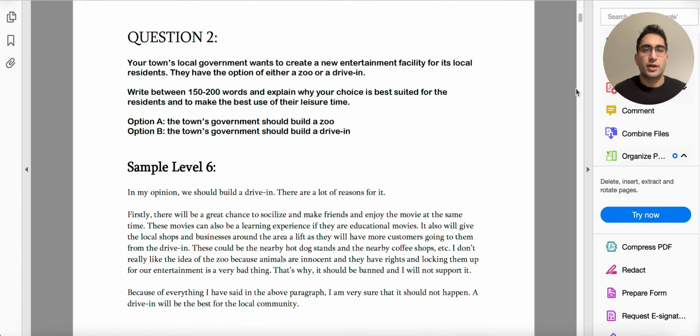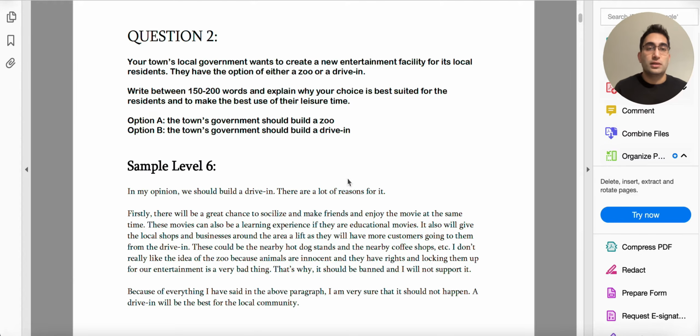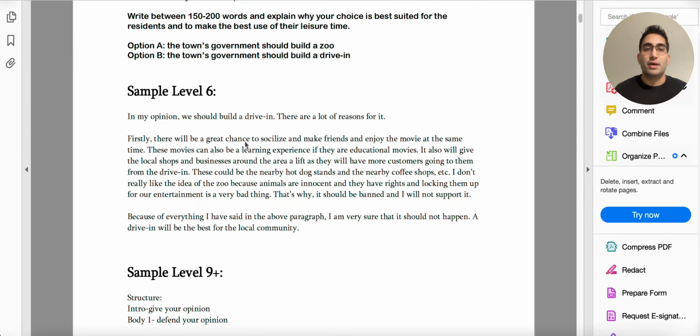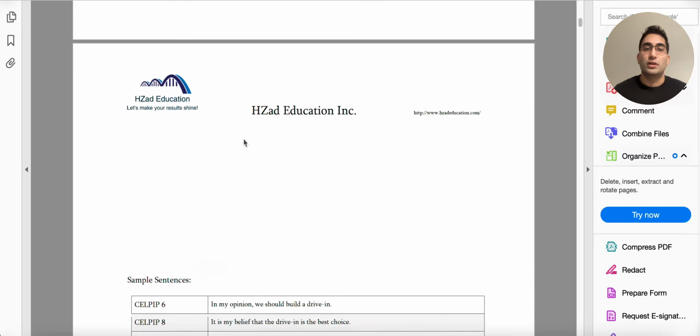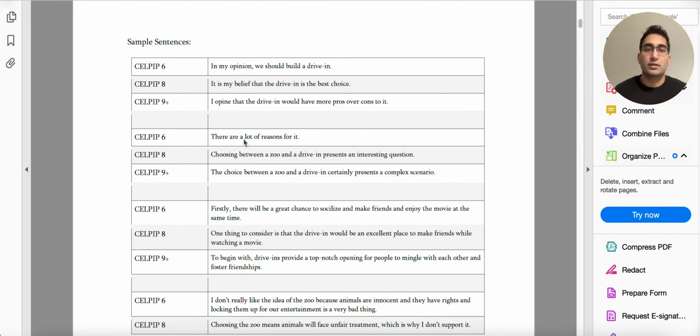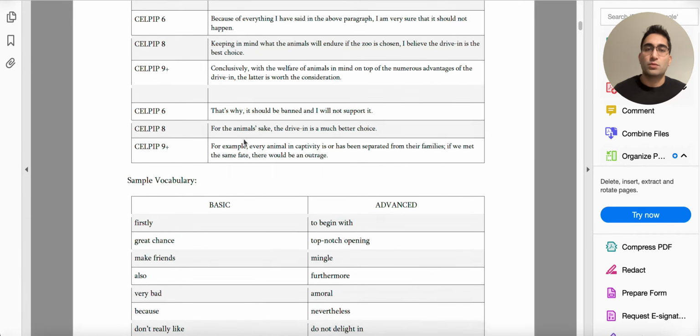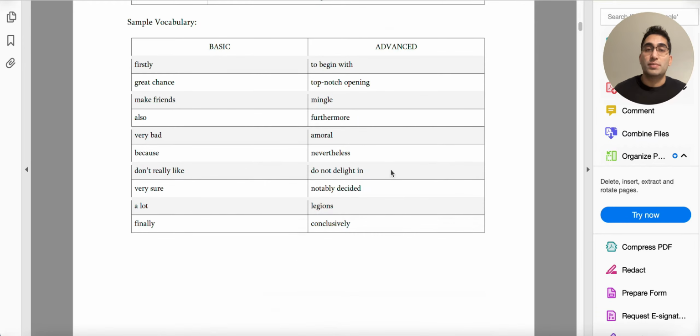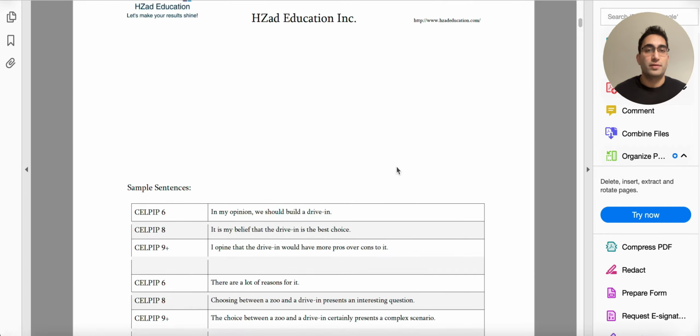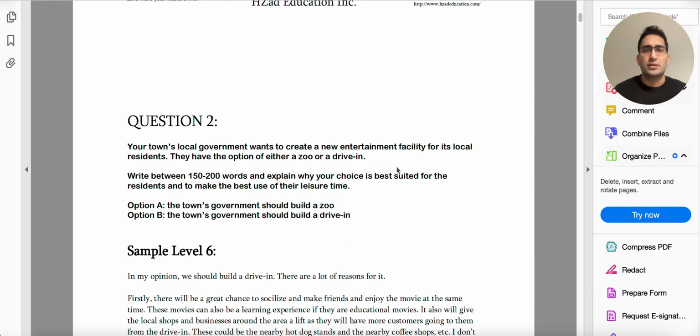Last time on this channel, I introduced you to a very detailed breakdown on task 1 of your writing, and today we're going to do task 2 of your CELPIP writing. In this lesson, we will be looking at a question, a sample example of a student who would score 6, a sample example of a student who will score 9 plus, and we'll look at why. We'll look at a detailed breakdown with the sentences that were different for a level 6, 8, and 9. Then we'll look at advanced and basic vocabulary coming out of that lesson. So lots of things to understand.